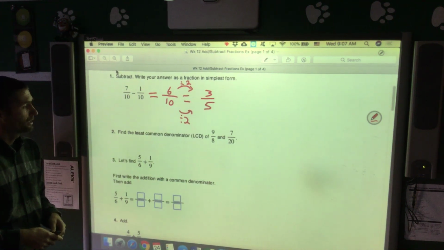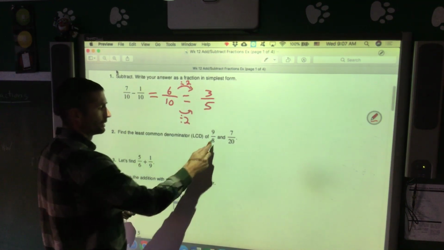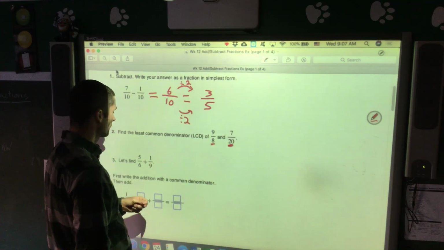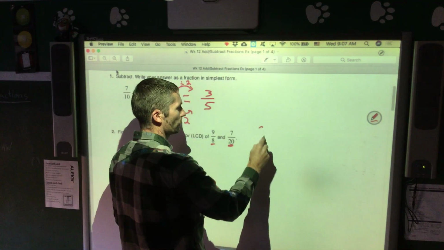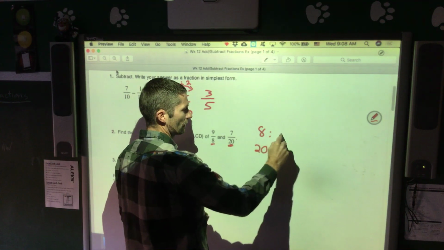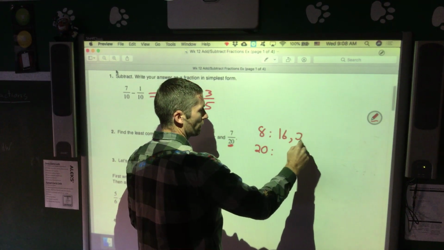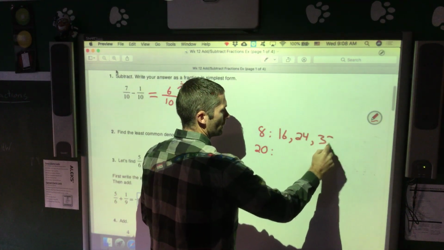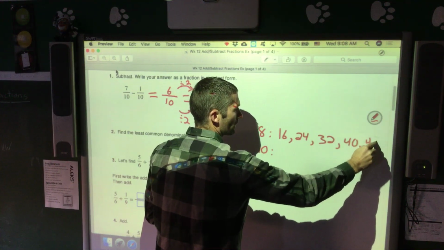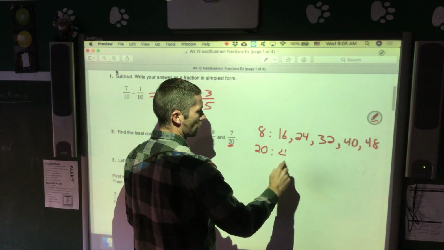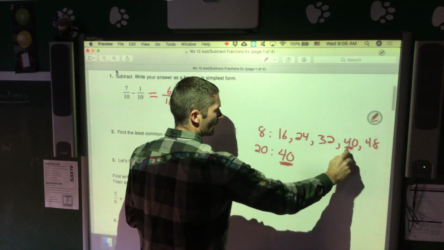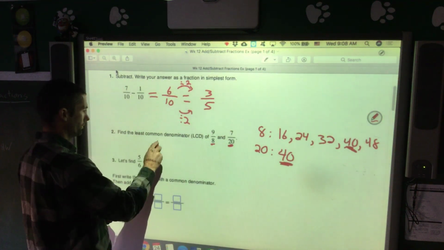Let's find the least common denominator of 8 and 20. We don't have to worry about the numerator. We're just looking at 8 and 20. So we could list the multiples of 8 and list the multiples of 20 until we got there. So 8, 16, 24, 32, 40, and I can keep going on and on, 48, and then 20 times 1, 20 times 2. Hey, there we got it. Our answer is 40.